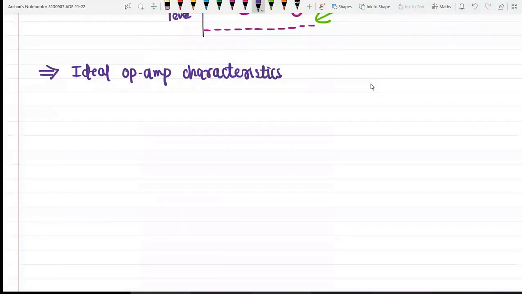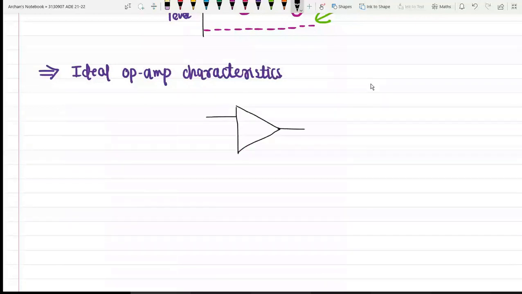What are the characteristics offered by an amplifier, and what are the ideal values of these characteristics? First we will go through the ideal values, and then we will move on to the practical values of the op-amp. Here we have this operational amplifier, a symbolic representation of the op-amp, where we have two input signals V1 and V2, and we get output voltage V0 at pin number 6. These are my supply voltages, plus VCC and minus VEE.